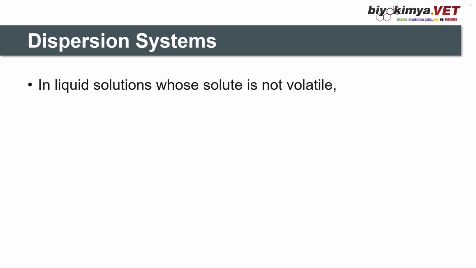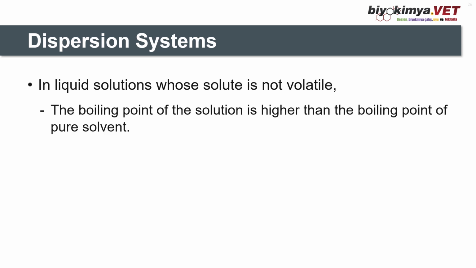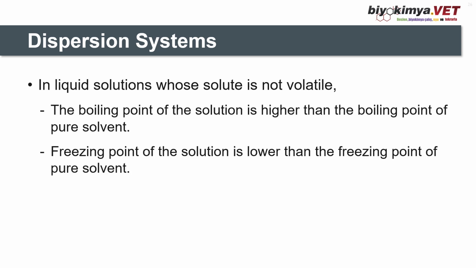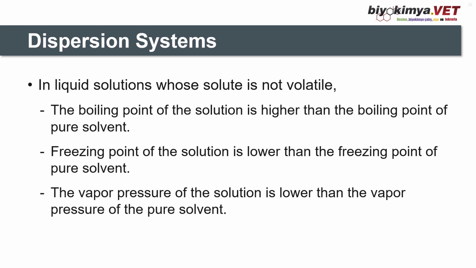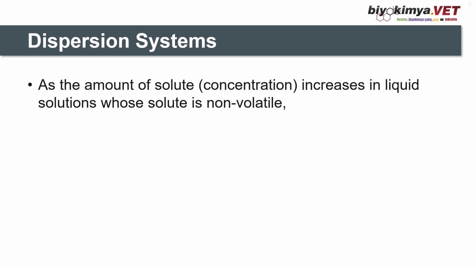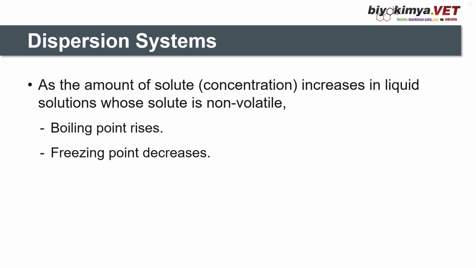In liquid solutions whose solute is not volatile, the boiling point of the solution is higher than the boiling point of pure solvent. The freezing point of the solution is lower than the freezing point of pure solvent. The vapor pressure of the solution is lower than the vapor pressure of the pure solvent. So, as the amount of solute or the concentration increases in liquid solutions whose solute is non-volatile, the boiling point rises, the freezing point decreases, and the vapor pressure decreases.